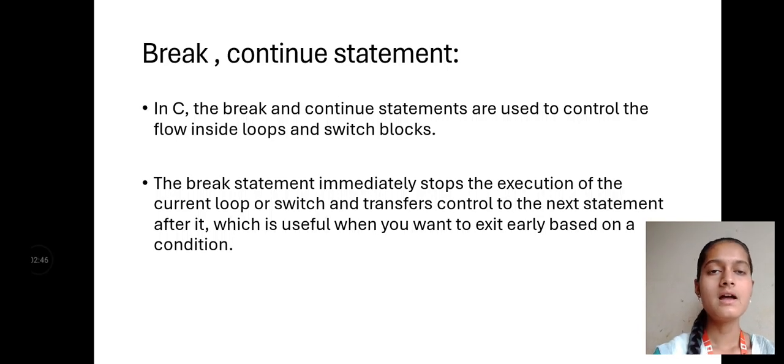Break statement. In C, the break and continue both statements are used to control the flow inside loops and switch blocks. The break statement immediately stops the execution of the current loop or switch and transfers control to the next statement after it, which is useful when you want to exit early based on a condition.